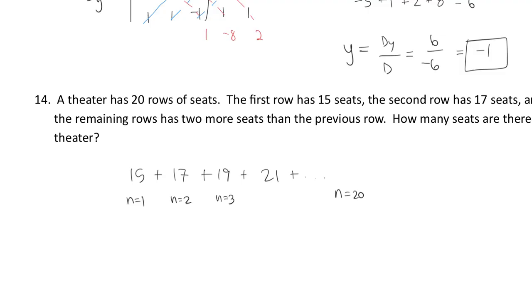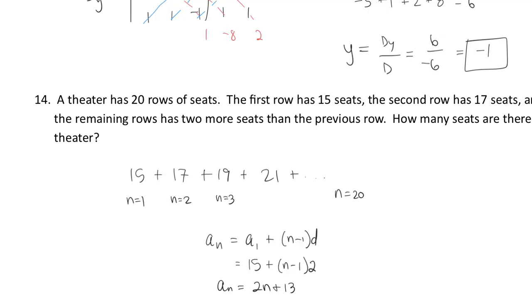You will have the formula sheet, which will give you the explicit formula for an arithmetic sequence. It's a sub 1 plus n minus 1 multiplied by the common difference. So we have 15 as the first term, n minus 1 times the common difference. The common difference is 2. This is 2n. This is 2n minus 2. Minus 2 combined with 15 is 13. So this is 2n plus 13.